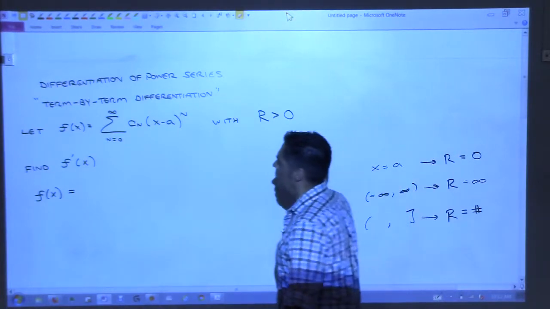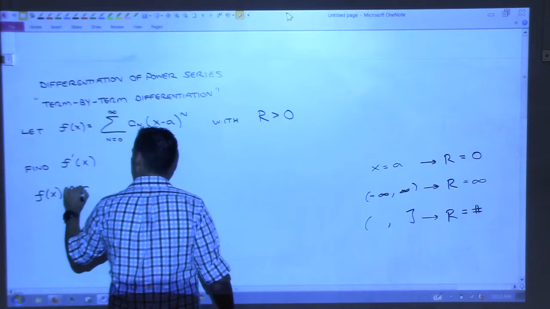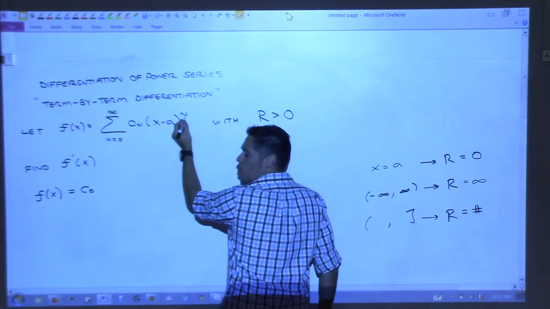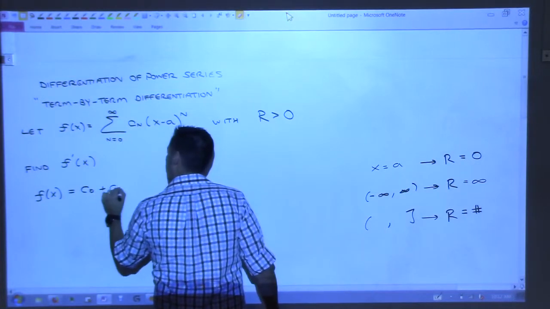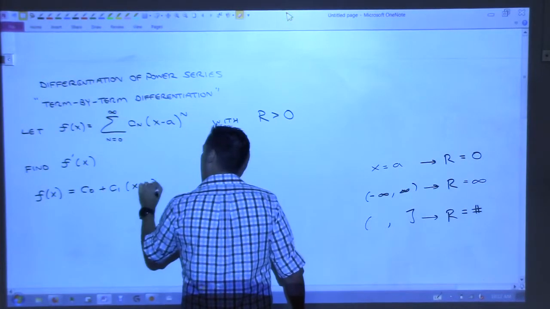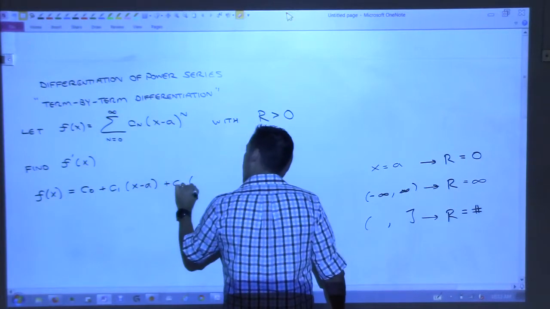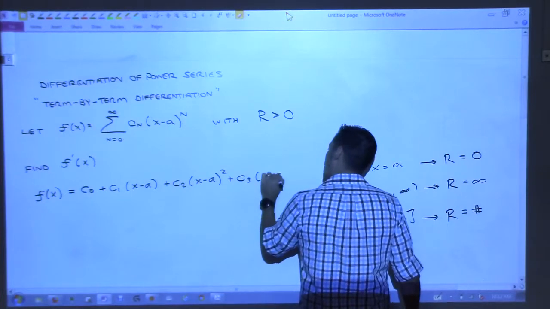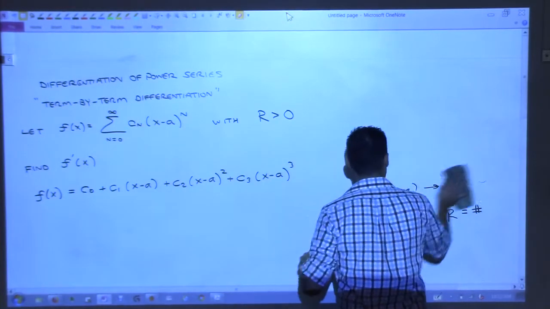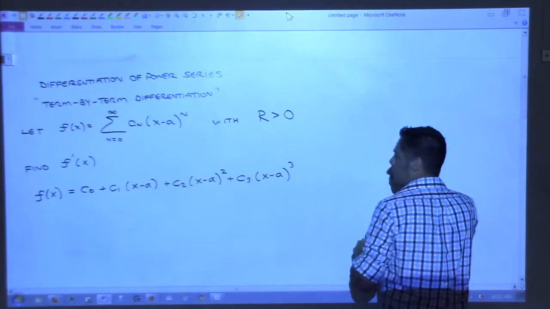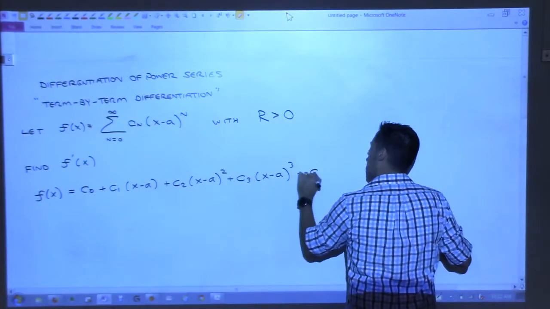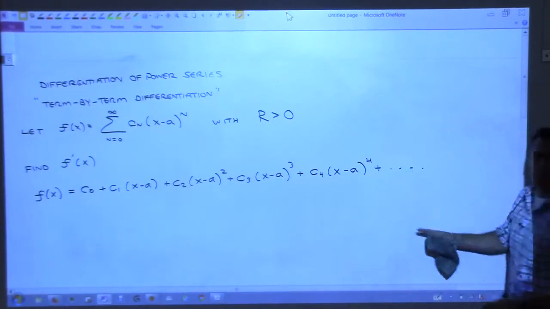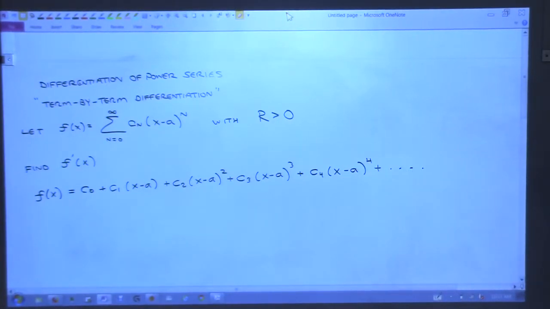So 0 goes in for n, so we get c sub 0, and all of this to the 0 would be 1. Plus c sub 1 times x minus a, plus c sub 2 times x minus a squared, plus c sub 3 times x minus a cubed, right? Plus we'll do one more, c sub 4 times x minus a to the 4th. So that's me writing out the first 5 pieces of that power series.